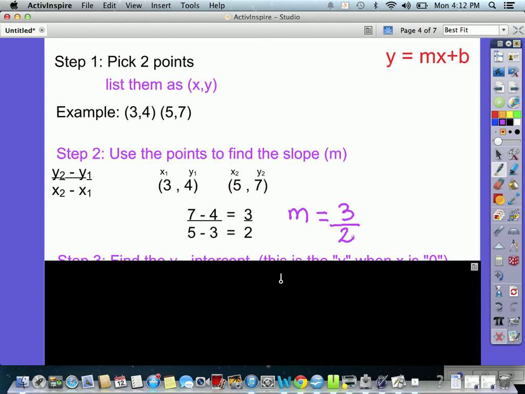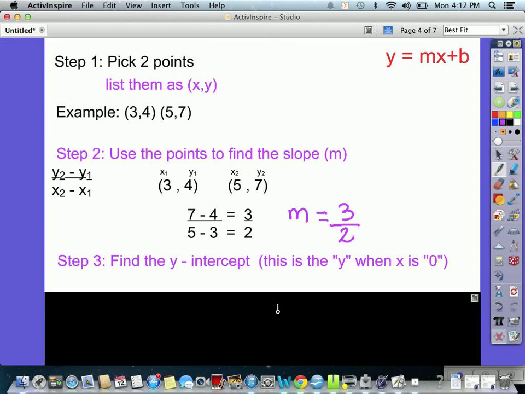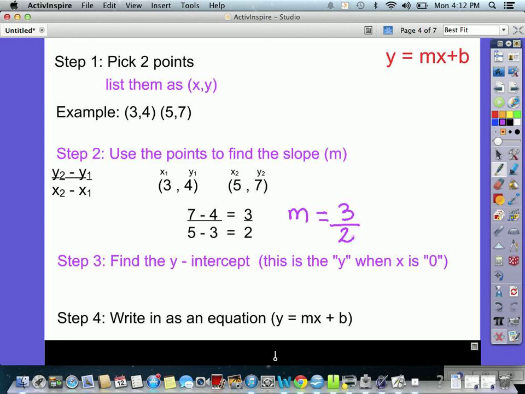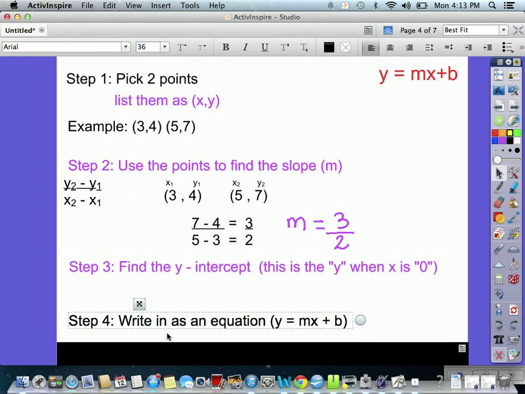Now, step 3, you're going to find your y-intercept. Remember, this is the y value when your x value is 0. And then your final step is to write it as an equation, y equals mx plus b. I'm going to write it as the equation, y equals mx plus b.